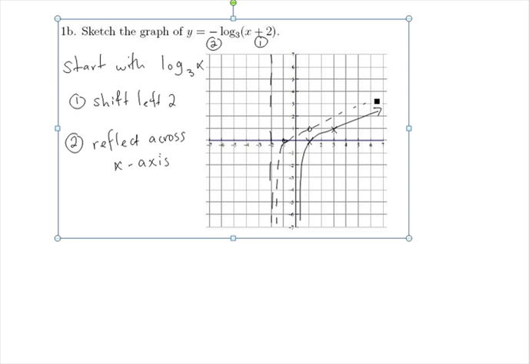The very last thing we want to do is reflect across the x-axis. So this point here at (1, 1) goes to (1, -1). This point at (-1, 0) stays at (-1, 0). And then the tail that goes down to negative infinity along the vertical asymptote is going to start up at positive infinity and come in like this. So there's our final graph of y equals negative log base 3 of (x plus 2).